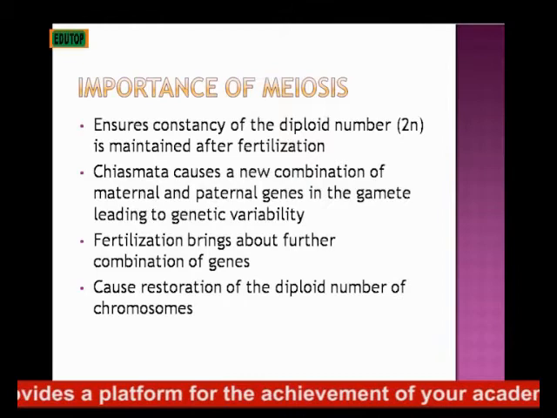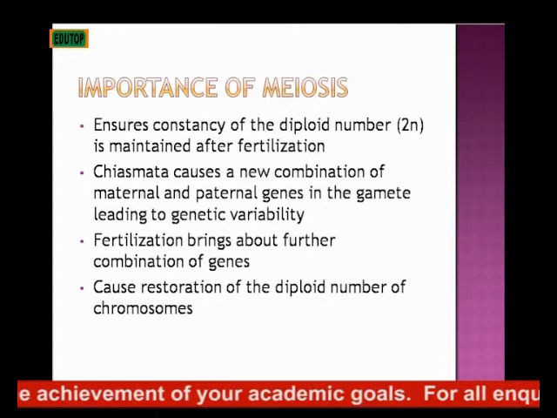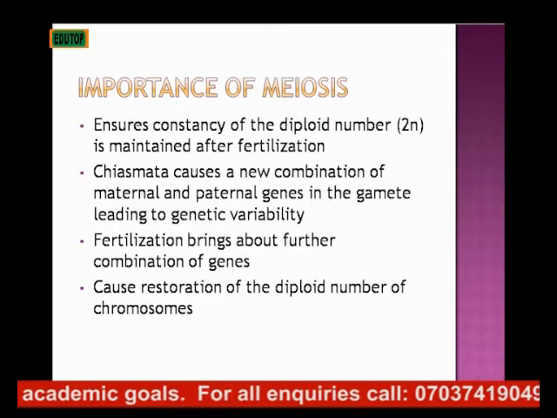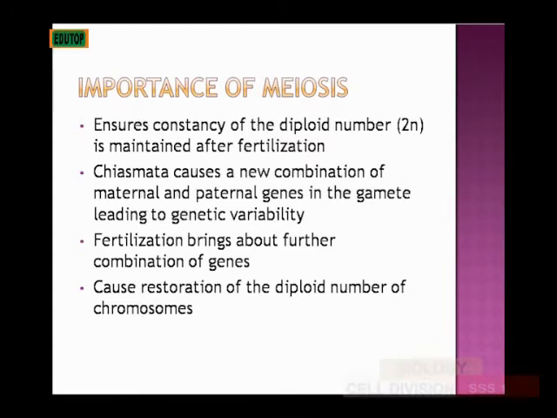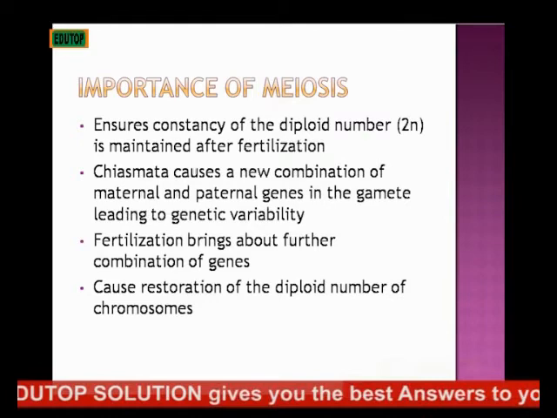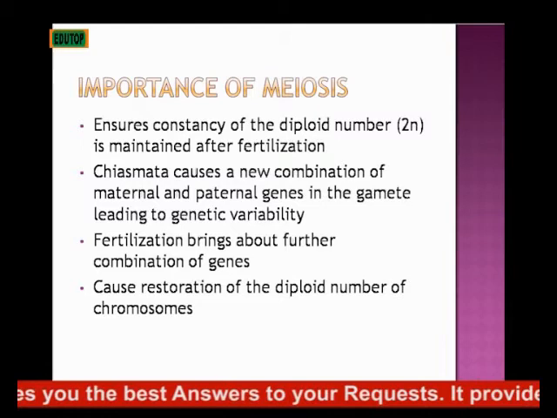Then fertilization brings about further combination of genes from the paternal and the maternal side. Then meiosis causes restoration of diploid number of chromosomes. I said that earlier, that you have haploid number at the end, but by the time fertilization occurs, the diploid number of chromosomes is restored.